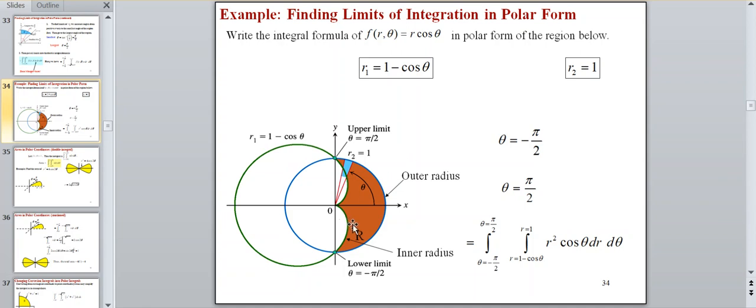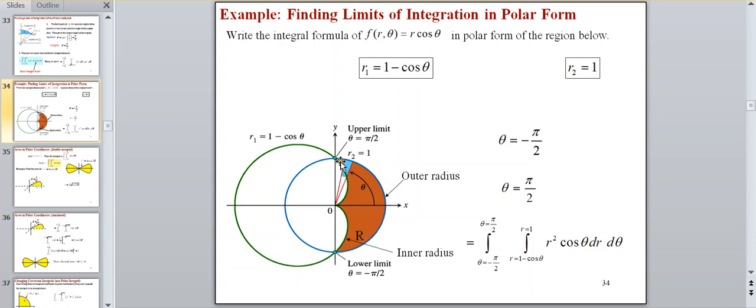And look at here, to describe or cover the region R using r and theta, in the polar coordinate system, you can see theta must move from here to here. Actually, the lower and upper limits for theta are given. Theta goes from minus pi over 2 to pi over 2.